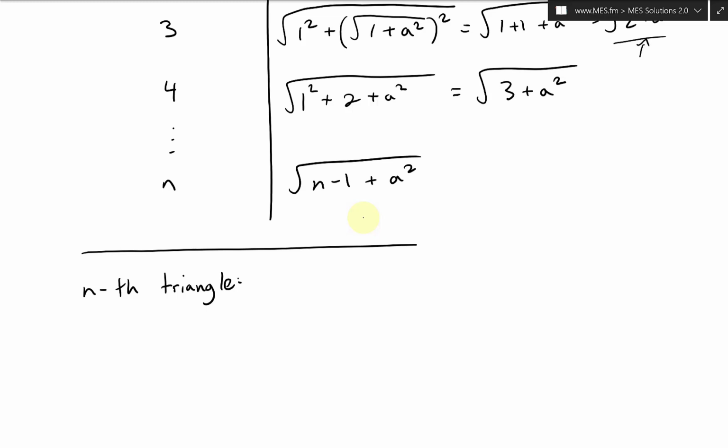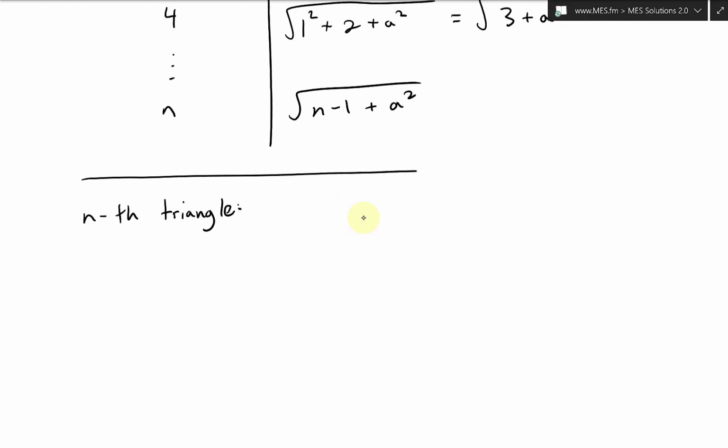So the nth triangle is going to look something like this. Let's say there's the point P, and it goes like this. We know the base of it is the hypotenuse of the previous triangle. So this is P, and this is a right angle, like this. So that's a right angle. We know that's the height, 1, and then this right here is going to be our square root of n minus 1 plus a squared, and this angle right here is our theta n.